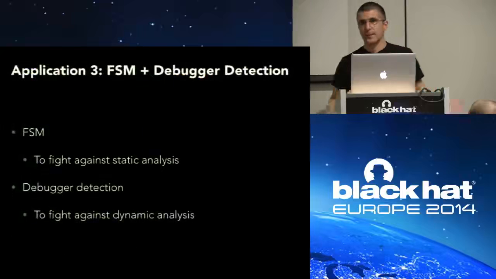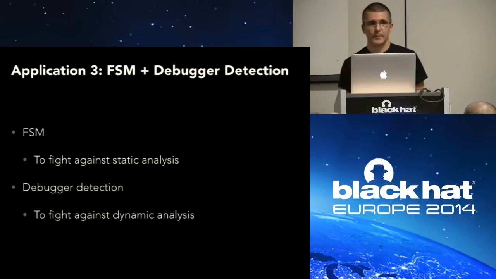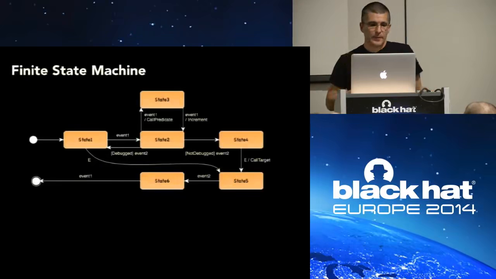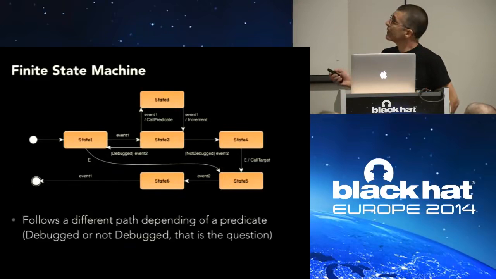But I can go even further. I can combine my finite state machine execution with something which is evaluated at runtime. For example, I can detect a debugger, and if a debugger is there, I will follow a different path in my finite state machine. This is just an example of a finite state machine, and if I see a debugger, I will go back from state 2 to state 1.